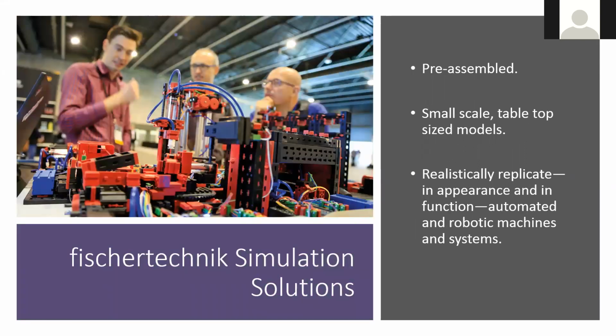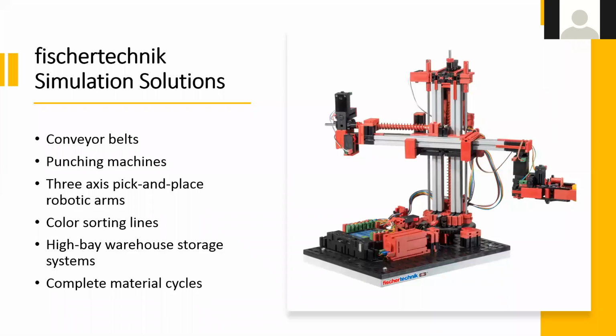The line of Fischertechnik simulation solutions, which are the focus of today's presentation, are something much different. The line consists not of kits, but of a series of pre-assembled small-scale models which replicate in appearance and function various automated robotic models and systems. Models in the Fischertechnik simulation line include conveyor belts, punching machines, 3-axis pick-and-place robotic arms, color sorting lines, and even high bay warehouse storage systems.